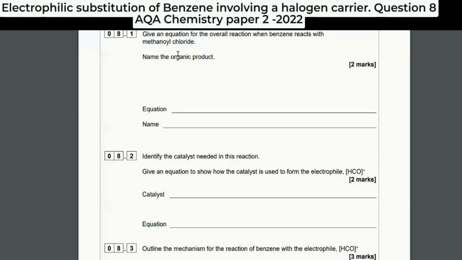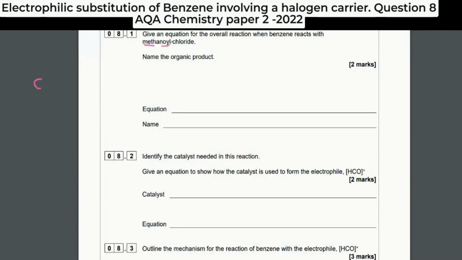We're looking at the electrophilic substitution of benzene involving a halogen carrier. This is question 8 of the AQA Chemistry Paper 2, 2022. Give an equation for the overall reaction when benzene reacts with methanoyl chloride. Name the organic product. We need to write an equation and give the name. And it's worth 2 marks.